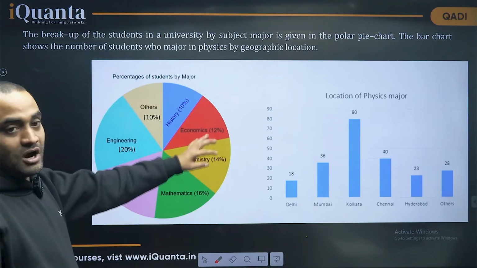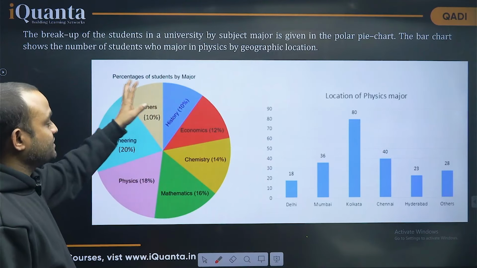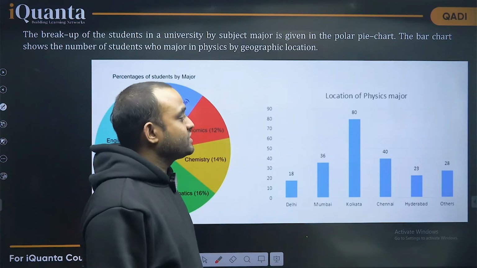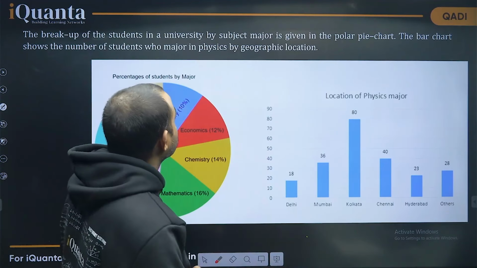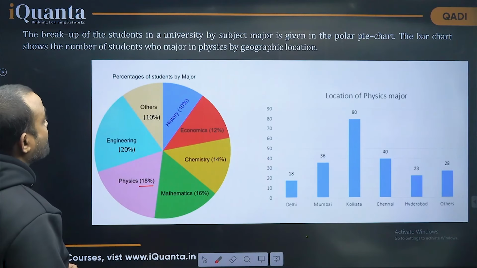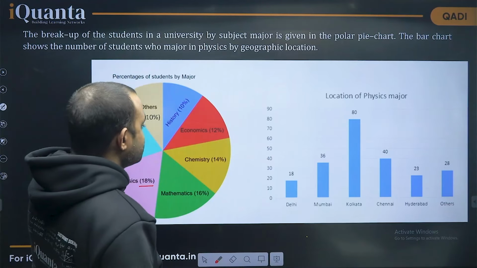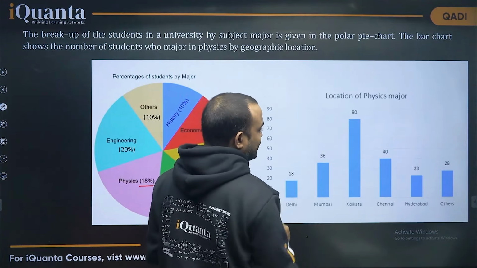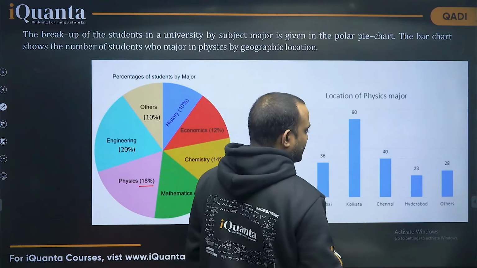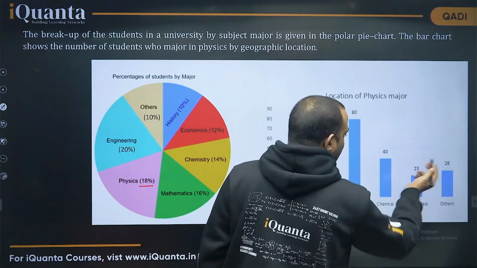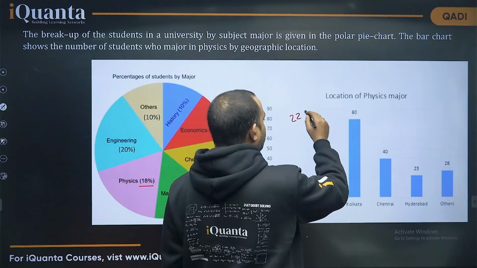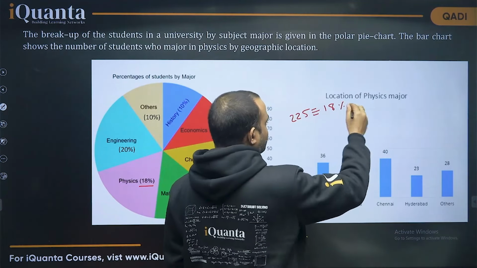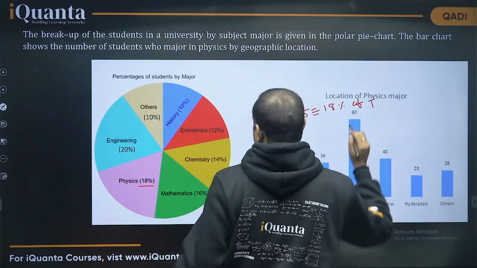And overall, out of all the subject measures, physics is 18%. So if we add all this, we should be able to find the total number of students who are present. So this is 18 plus 36, 54 plus 80, 134 plus 40, 174, 197 and 28, 225. 225 is equivalent to 18%, right? 225 is 18% of total.